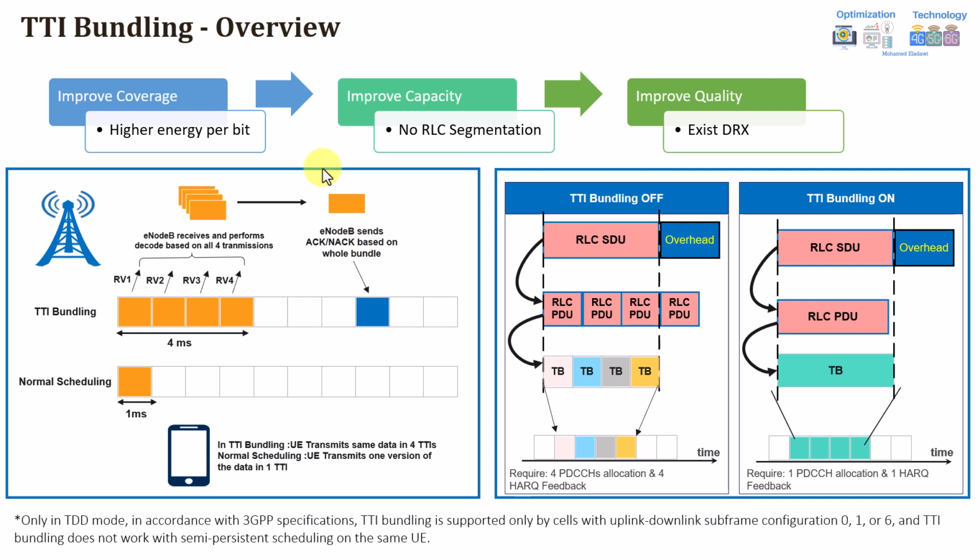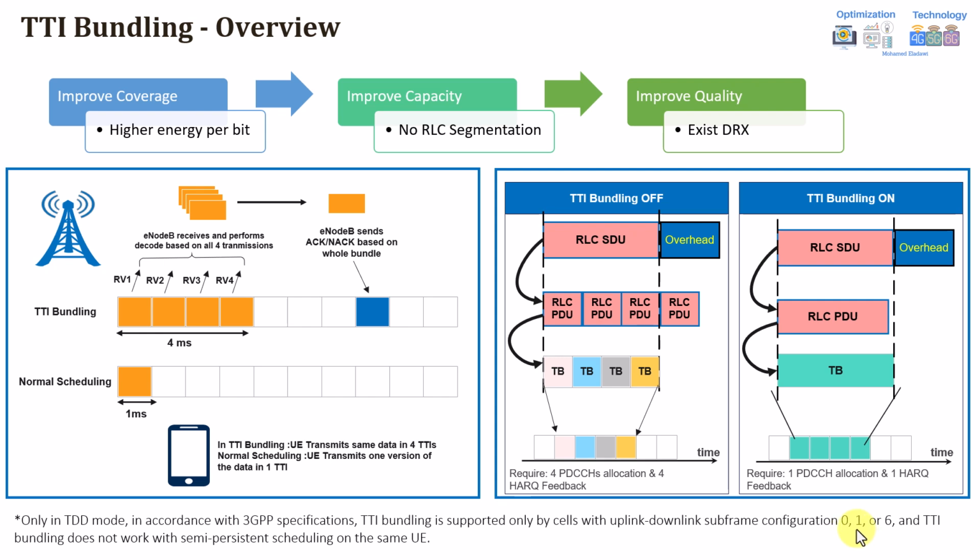And just a side note, usually TTI bundling is supported by FDD. It can be supported by TDD in very specific cases, depending on the subframe configuration, as mentioned in the comment below. Usually we use subframe configuration 2, which is SA2, called subframe assignment. It's 6:2:2, meaning 6 for downlink, 2 for uplink, and 2 can be guard band or can be dynamic between uplink and downlink.